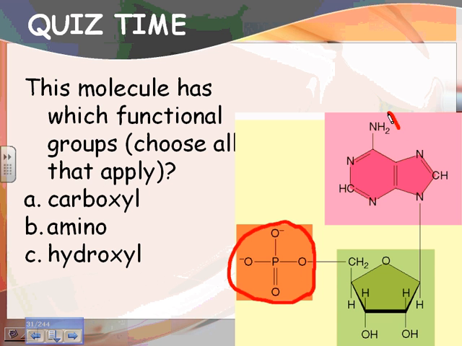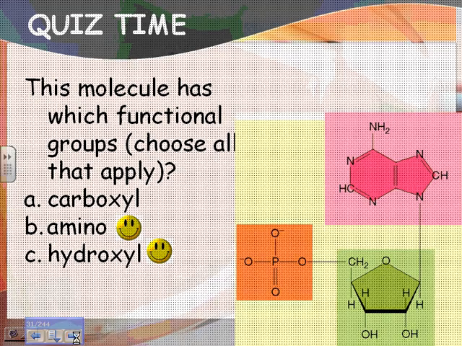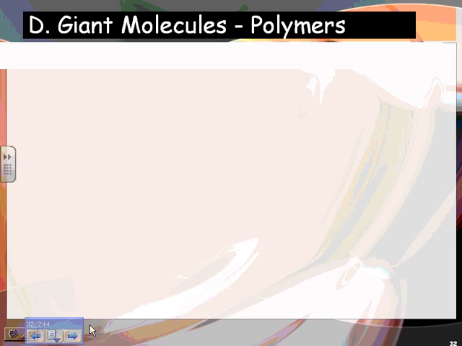Here you have NH2, and so that's your amino group. Here you have OH, and you've got a bunch of those, so that's your hydroxyl group. Carboxyl is CO and an OH, and I don't see that anywhere. So just these two out of the ones that we've covered. And we're going to stop with this one.